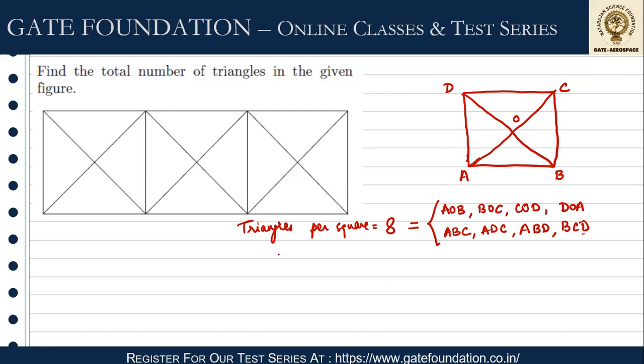Right, so 8 triangles. So I'll write down over here: triangles per square is equal to 8. The number of squares I have is 3, right? So the number of squares will be 3. So I'll just multiply it. I'll get 24. So total triangles I got is 24. But this is not my final answer.